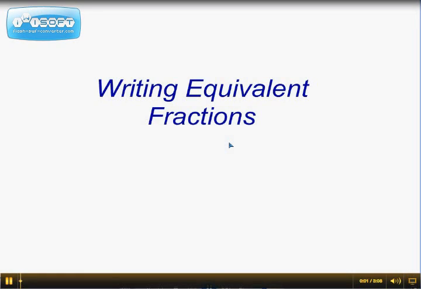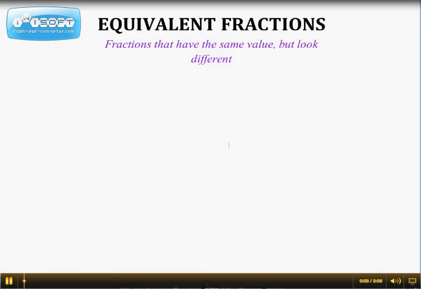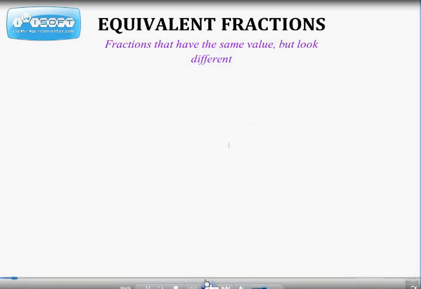Writing equivalent fractions. Remember, equivalent fractions are fractions that have the same value but look different. If you need a reminder how to determine if fractions are equivalent, see the Determining if Fractions Are Equivalent video. Let's take a look at an example.